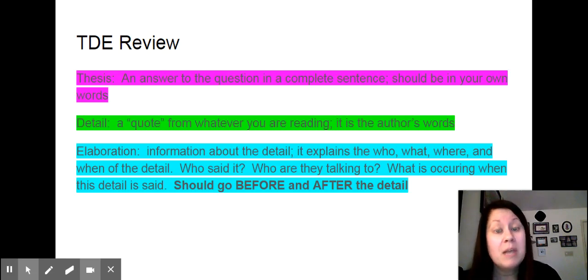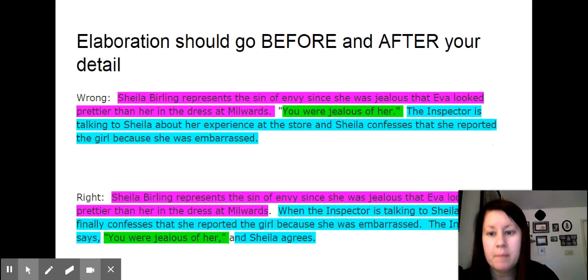And I would like to remind you that elaboration needs to exist before your detail and after your detail. You never want thesis and detail to go right together. You want some elaboration to cushion that detail to really give your reader a good understanding.